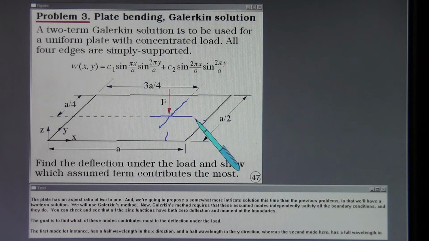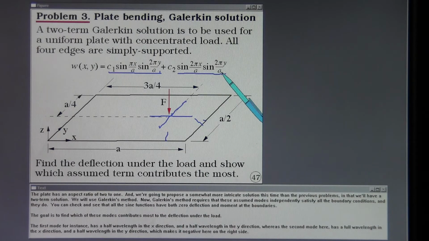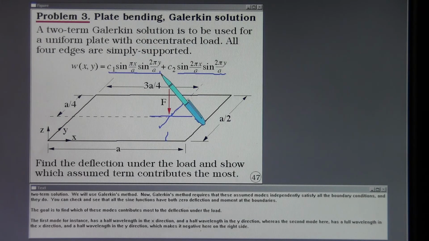And we're going to propose a somewhat more intricate solution this time than the previous problems, in that we'll have a two-term solution and we will use Galerkin's method. Now, Galerkin's method requires that these assumed modes independently satisfy all the boundary conditions, and they do. You can check and see that the sine functions have both zero deflection and moment at the boundaries.